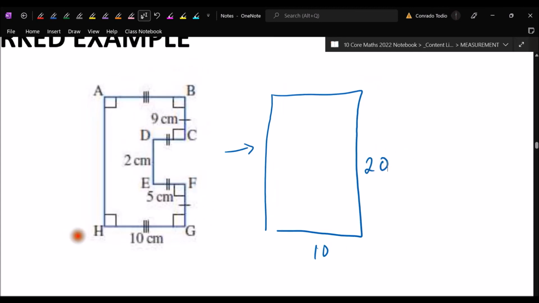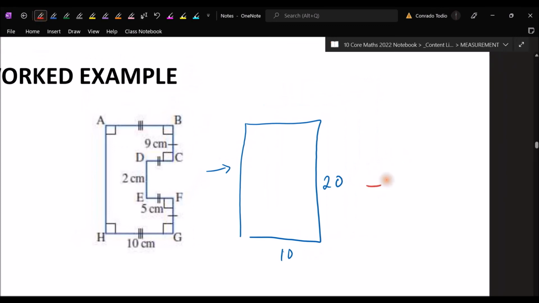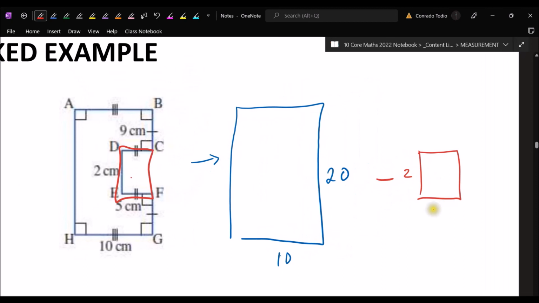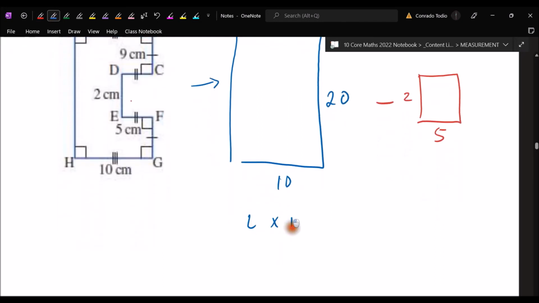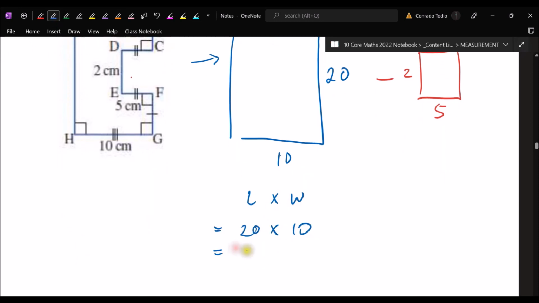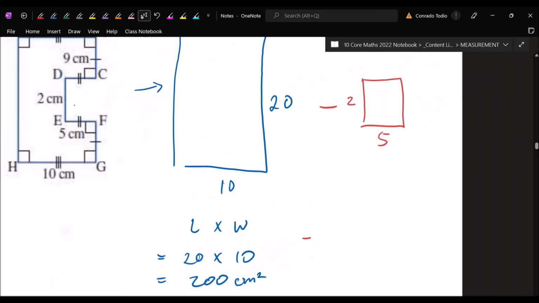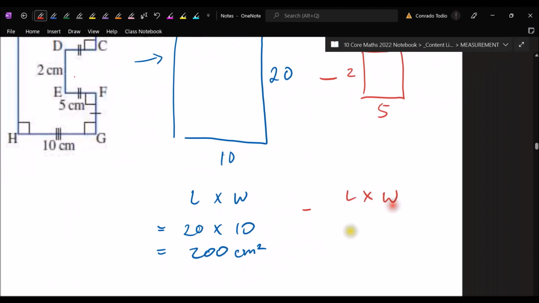Now, that's one part of it. The other part is we have to take away the little one, which is this. So let's draw it. The little rectangle is a dimension of 2, and that bottom here is 5, because that's 5 there, and that's 2. So if you just find the areas of it, all right, this is length times width. That's going to be 20 times 10, which equals 200. Minus, okay, the area of the little one, which is, again, length times width. So that's going to be, let's go 5 times 10, which equals 50.